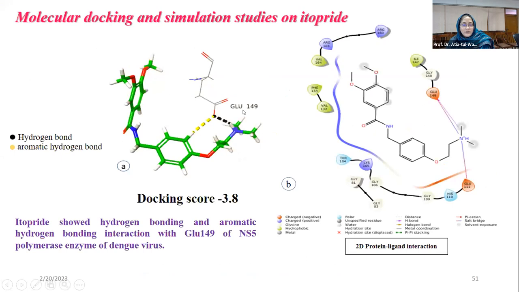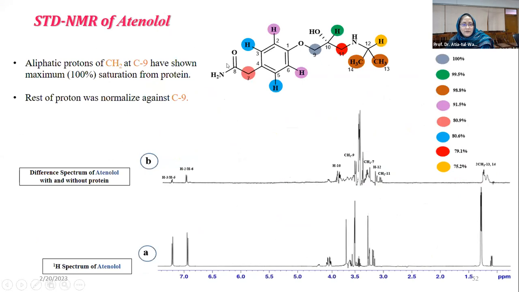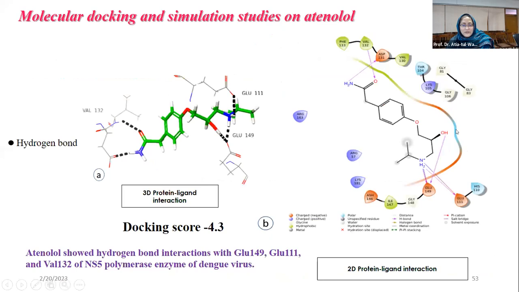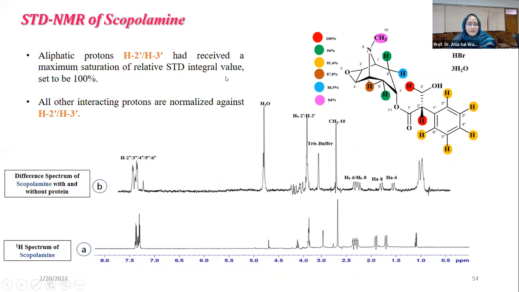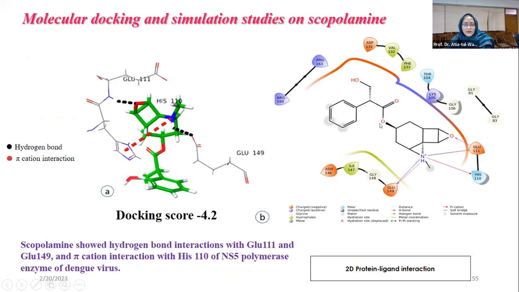And this is another molecule, which is etinolol, and it shows interaction with the protein. When we perform the docking study, again, the docking score is -4.3, which is a good one. And the next molecule which has shown the interaction is scopolamine, and the STD NMR spectrum shows the interaction of this molecule with protein, and the docking also gives quite a good score.